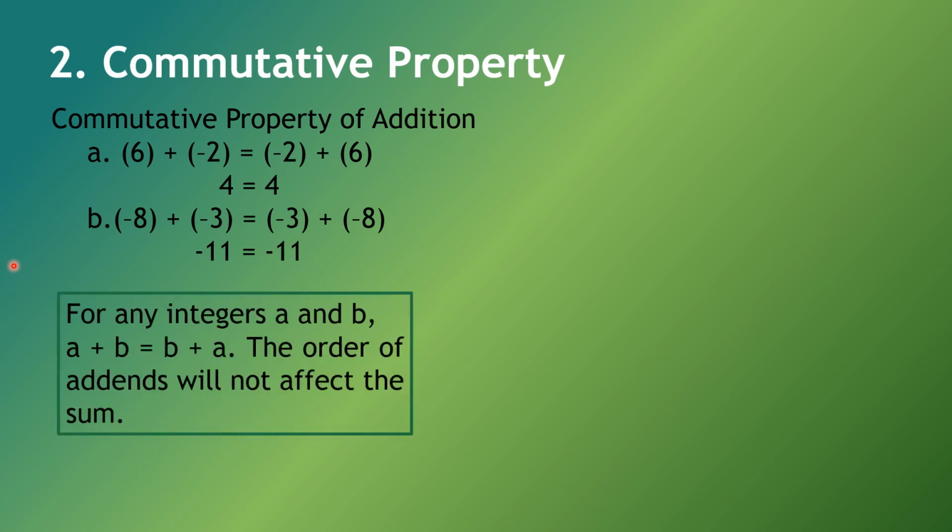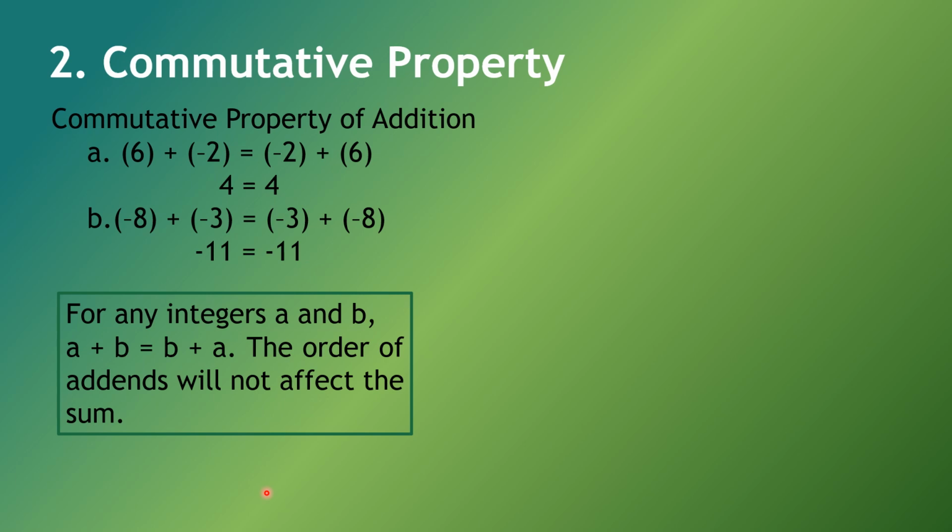So when we said commutative property of addition, for any integers a and b, a plus b is equal to b plus a. The order of addends will not affect the sum. So kapag pinagpalit natin ang posisyon ng a at b, sa kanang side ng equal sign, hindi magbabago ang sum.